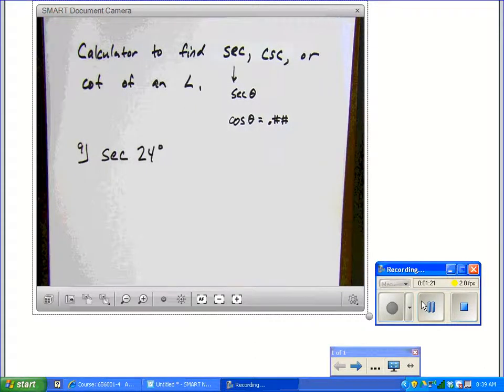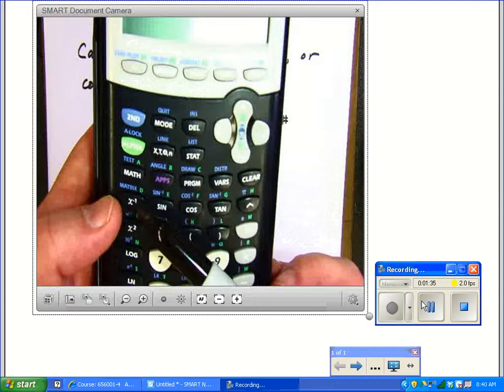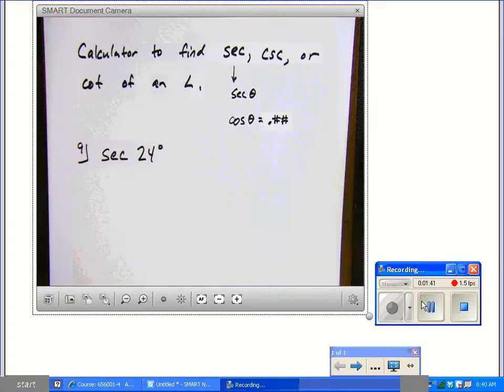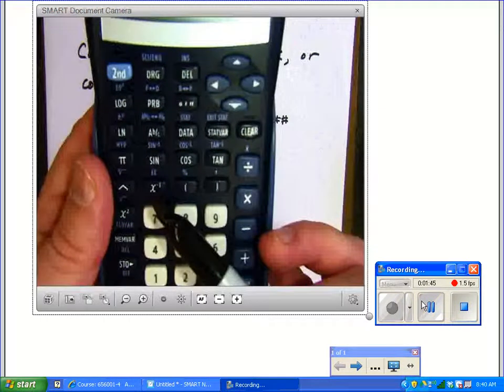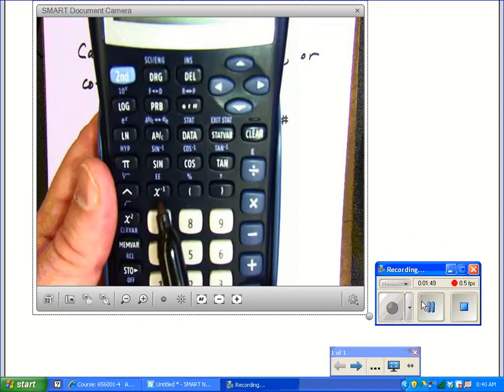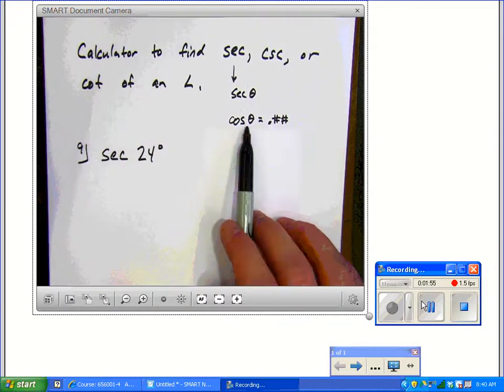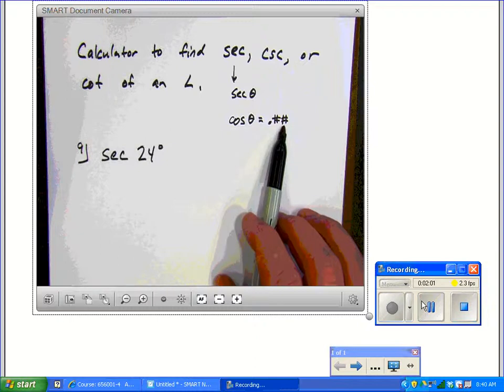On my graphing calculator, you have x to the -1, which will take the reciprocal of anything that you give it. It's really the same thing on my scientific calculator: x to the -1 power is a reciprocal button. If you give it something and hit that button, it will take the reciprocal for you. So all I have to do is take the value I get from cosine and use my reciprocal button.